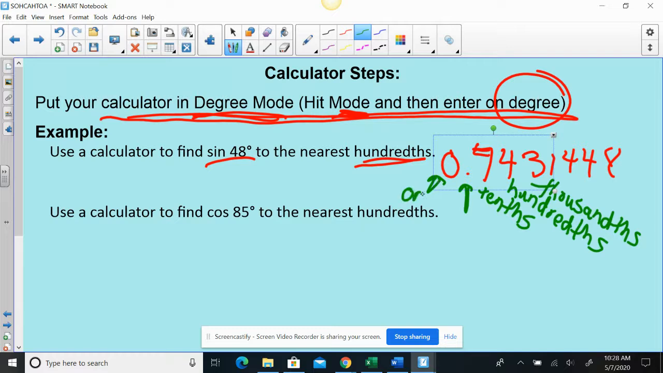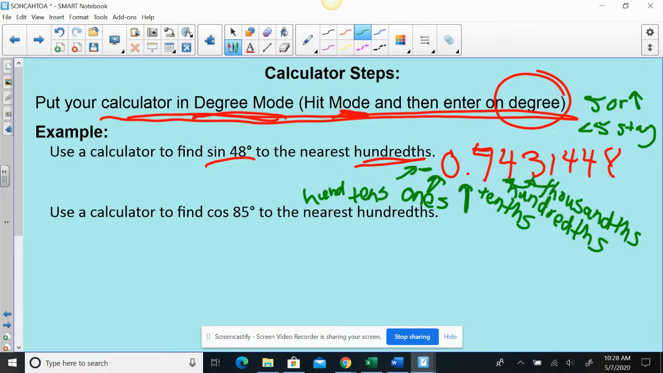So everything after the decimal gets a TH. This would be the ones, and then if we had a number here, this is tens, hundreds, if we keep going. But if I want to round to the hundredths, I'm going to look behind that place. A 5 or higher goes up, and less than 5 just stays. So since the 3 is less than 5, my answer is going to be 0.74.